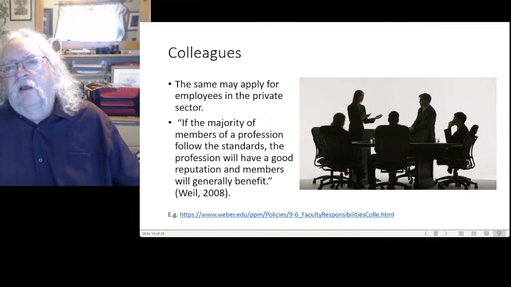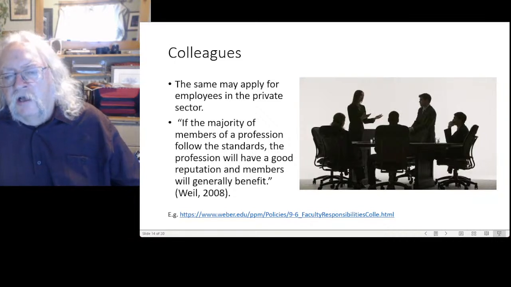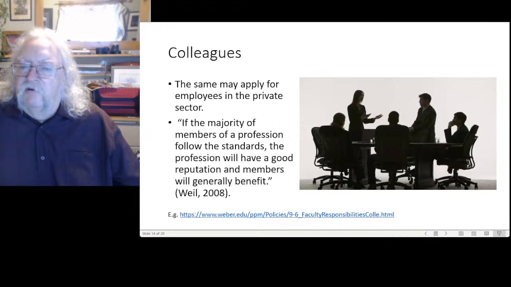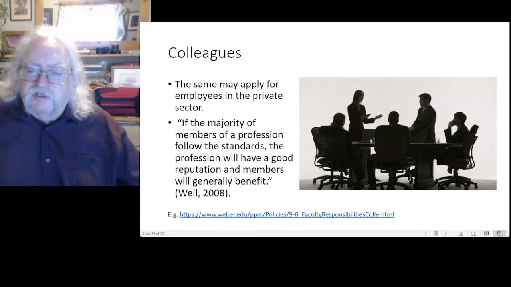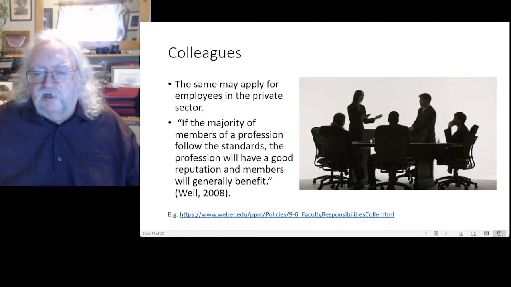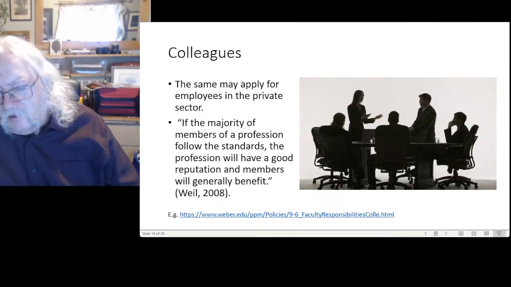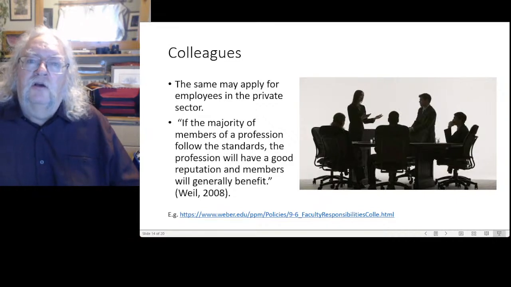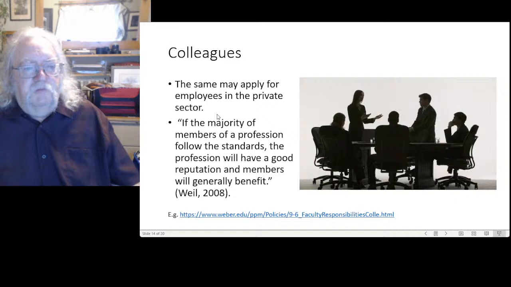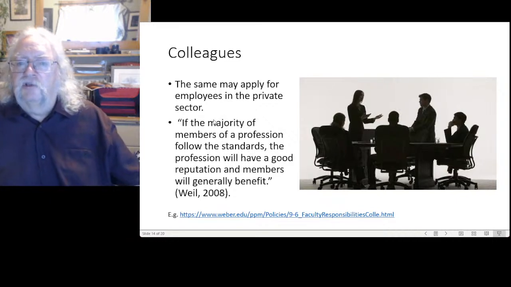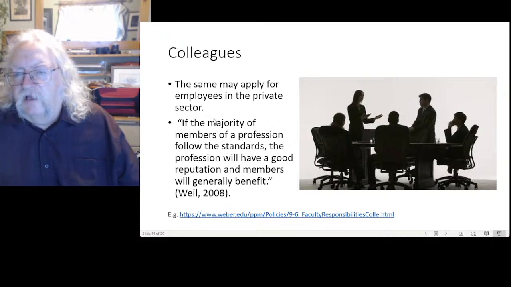Also, this obligation exists between the individual professional and the members of the profession, thought of as an association as a whole. So the idea here is that if the majority of the members of a profession follow the standards, the profession will have a good reputation, and members will generally benefit. So the idea here is that by being a good professional, you are improving the standing of all of the members of that profession.